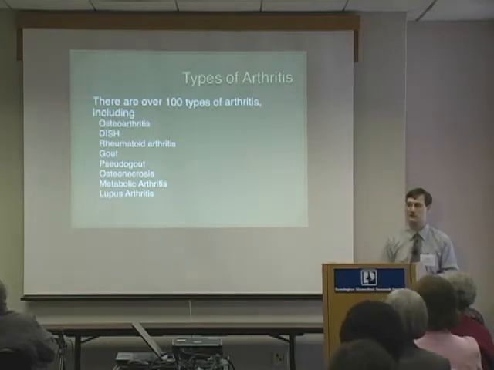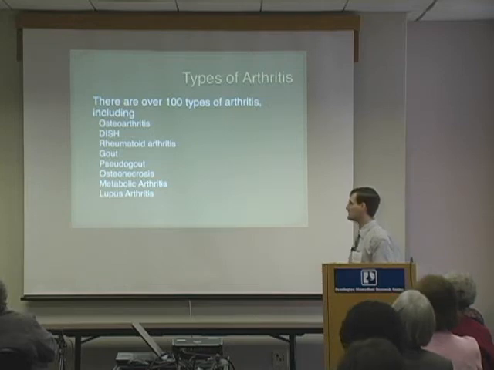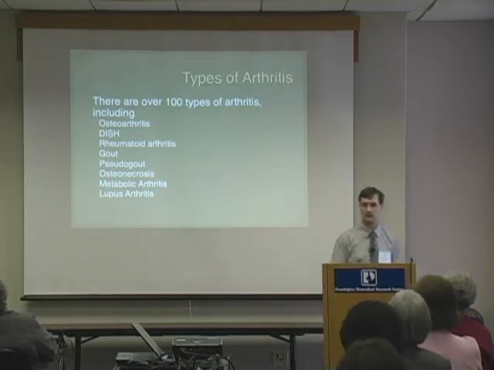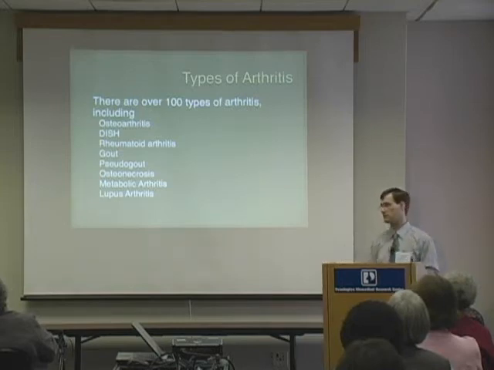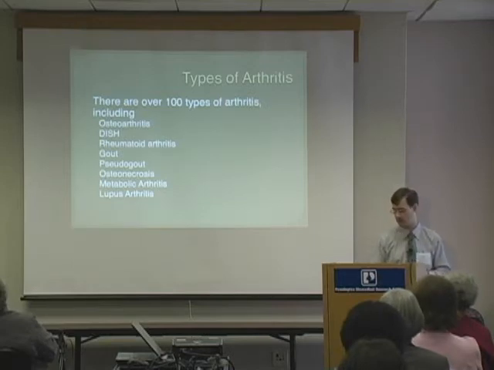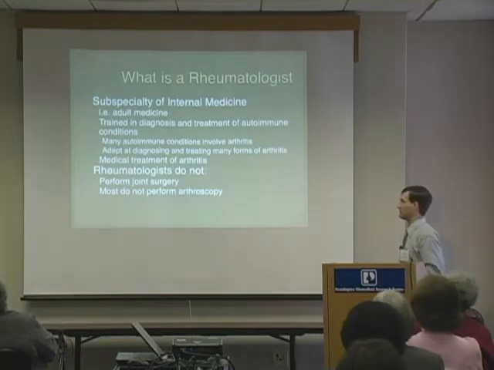Pseudogout, calcium crystals in the joints that cause inflammation. Osteonecrosis, which is loss of blood flow to the edge of the bone, which destroys the bone, can cause joint pain, damage, severe joint pain, really. Metabolic types of arthritis, lupus arthritis. So lupus can cause an inflammatory arthritis that looks like rheumatoid but has some very different features, which we'll talk about.